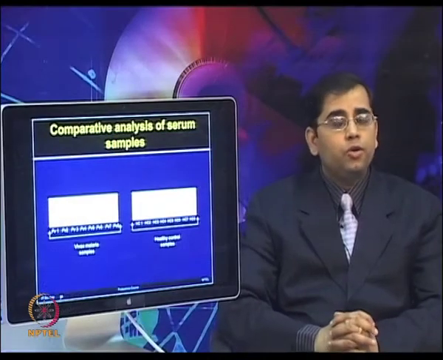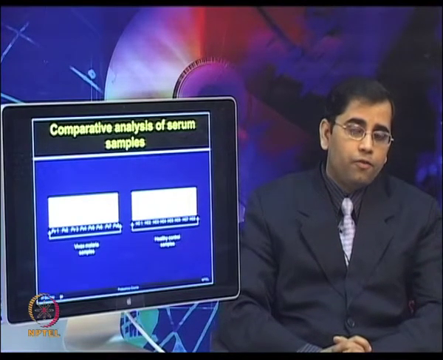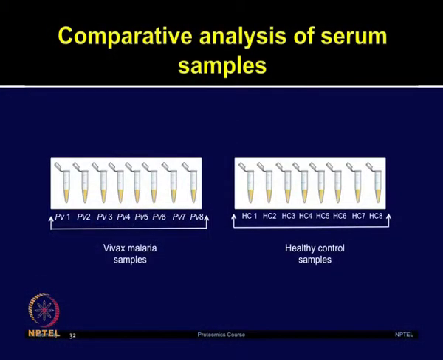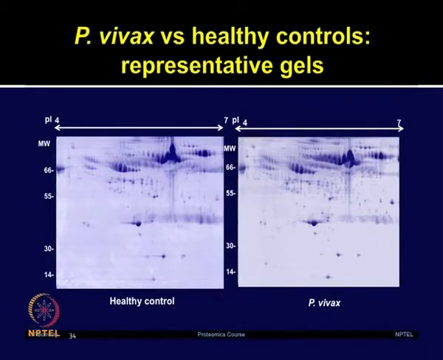Now, after doing a lot of comparative analysis and standardizing the protocols for sample preparation and protein extraction, we are ready to perform the comparative study on serum samples of Vivax patients with the healthy controls. This is one of the gel images showing what is expected on a 24 centimeter large 2D gel, and then a representative gel showing the healthy control and the Plasmodium vivax treated samples.